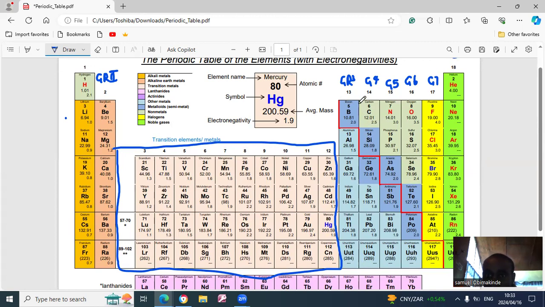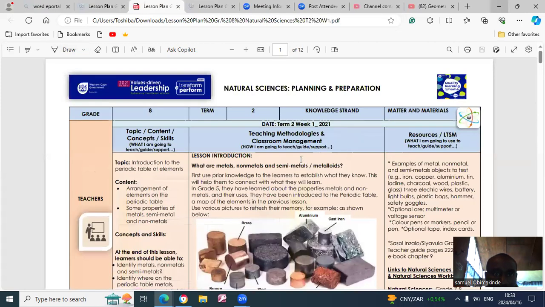So remember again, the ones in this blue color, right? They are metalloids or semi-metals. So it means that they can behave as metals and they can also behave as non-metals. So it's important for you to understand those characteristics.